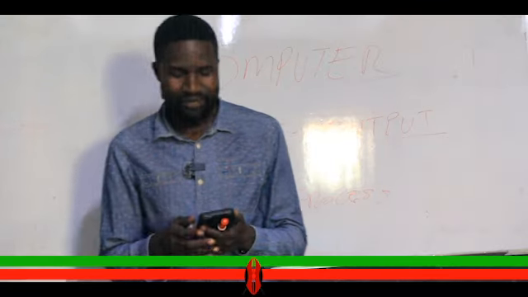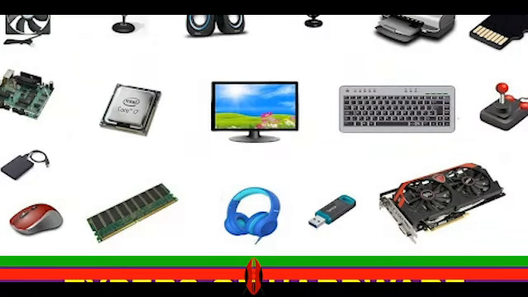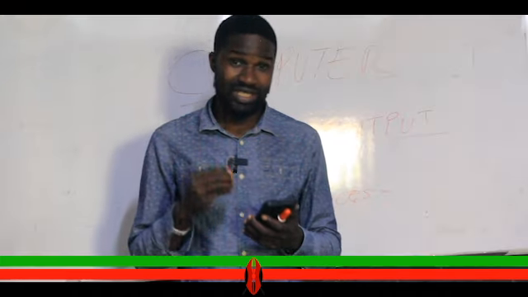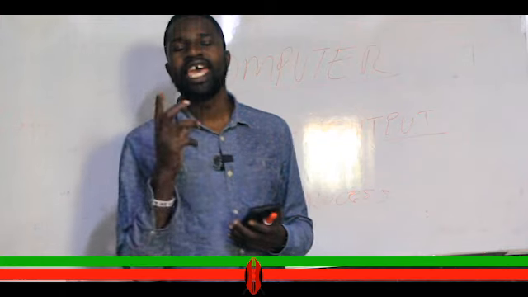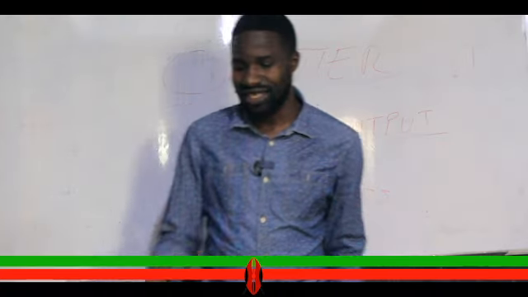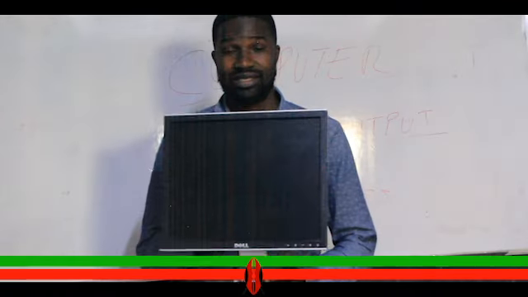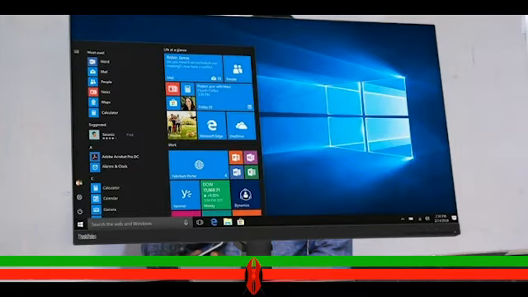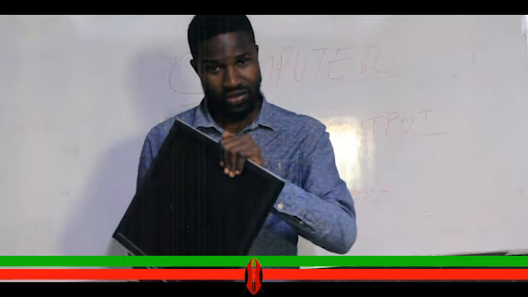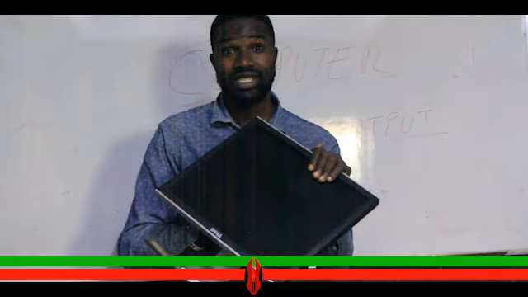What is hardware? Hardware is the physical, tangible parts of the computer. When we say physical, tangible parts of the computer, anything that is tangible in the computer is hardware. For example, we have this, also known as the computer monitor. This is hardware because it is tangible.